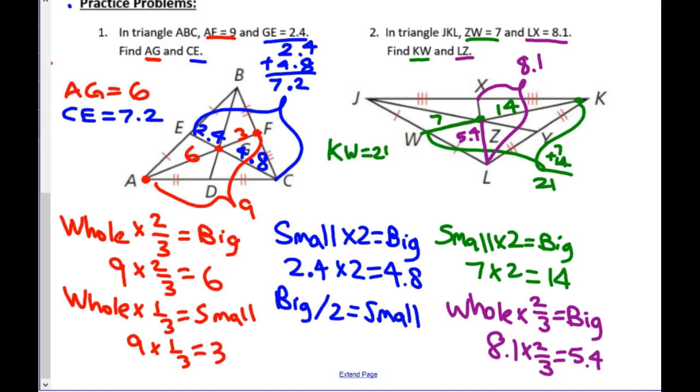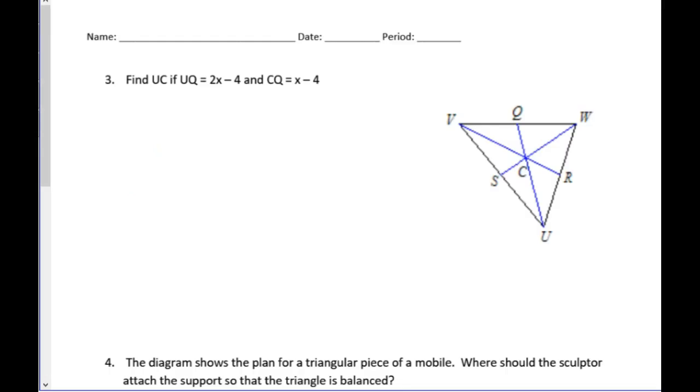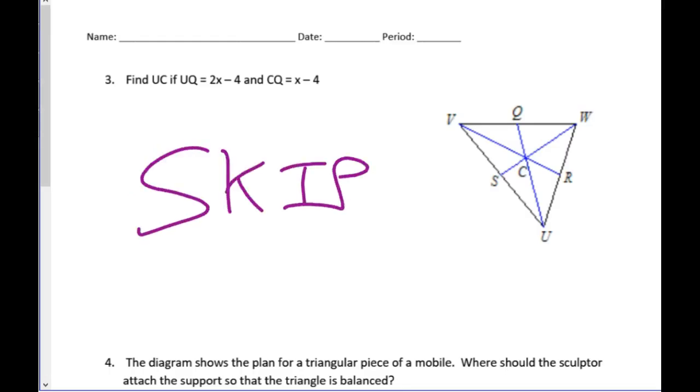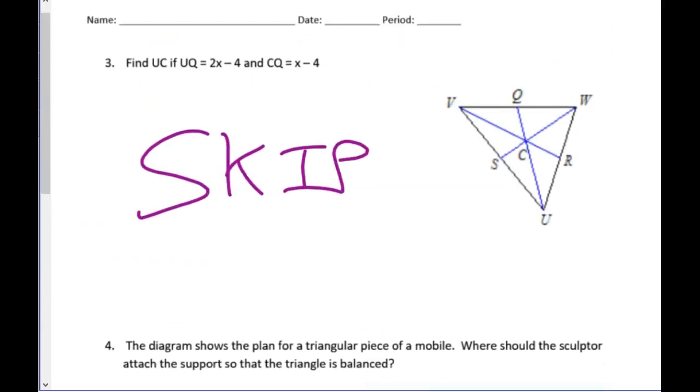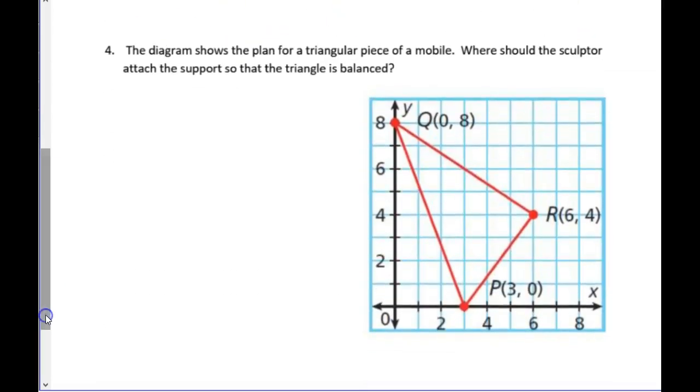And we're gonna skip example 3. Lucky y'all, because that one's kind of tough. Don't worry about number 3. Skip it. But last one, this one should be not too bad because it's like the warm-up. Did everyone skip number 3? Okay, number 4. It says the diagram shows the plan for a triangular piece of a mobile. Where should the sculptor attach the supports so that the triangle is balanced?